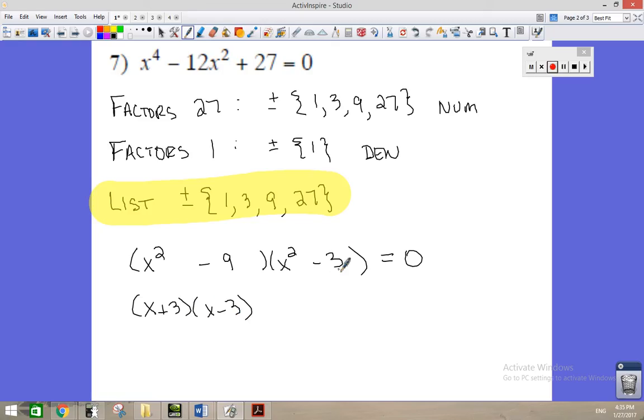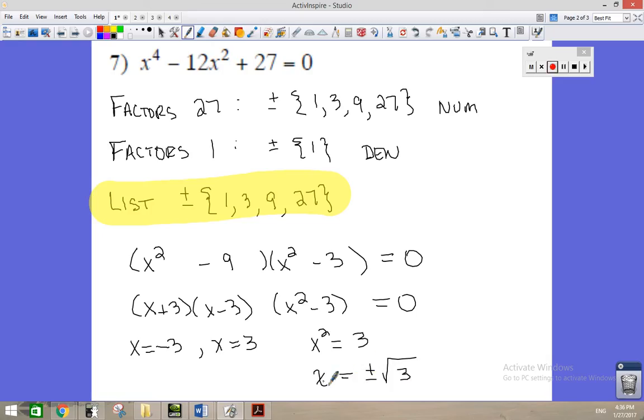But x squared minus 3 doesn't factor. 3 is not a perfect square. And if I solve this equation, I get negative 3, positive 3. And over here, I can solve it, but they're not asking for it because when I take the square root of each side, this is not a rational number. They were wanting rational solutions. They were wanting these two.